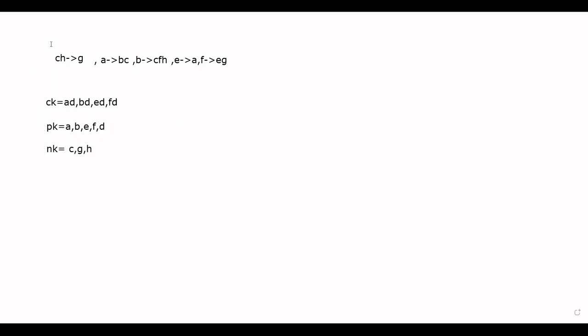Okay, so write down here. This is NK tends to G. What is G? G is also NK. So NK tends to NK. Okay, no problem. That's not a partial dependency.